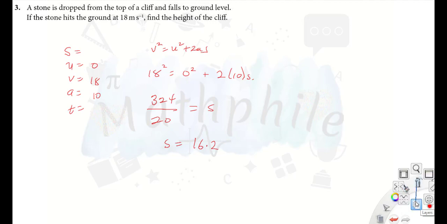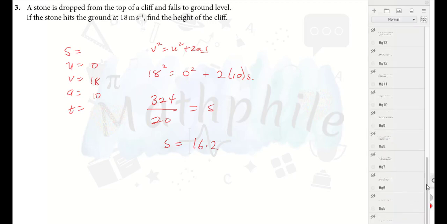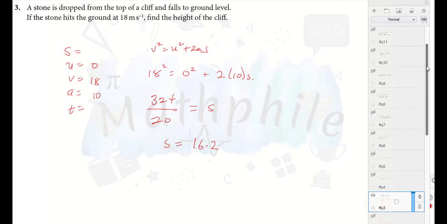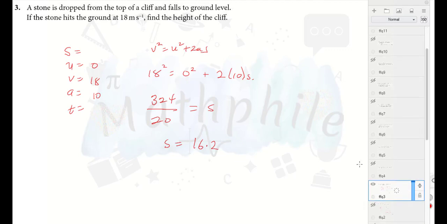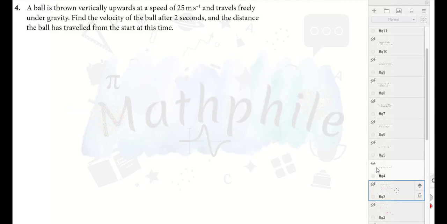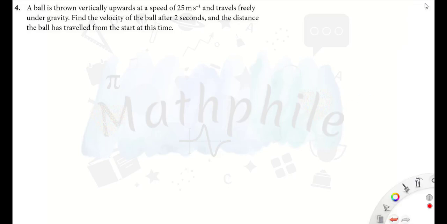261. 19 squared. Yes. 261. Okay. No, 361. Sorry, 361. So it was actually 19 squared I was talking about. Yeah, a ball is vertically thrown. Hey, I'm even reading backwards. What is wrong with me today?